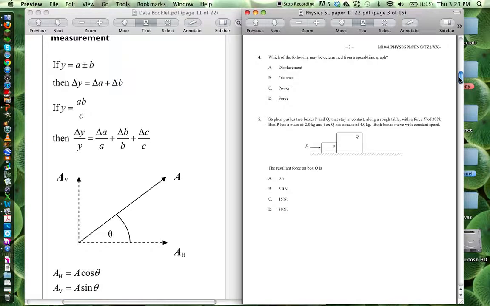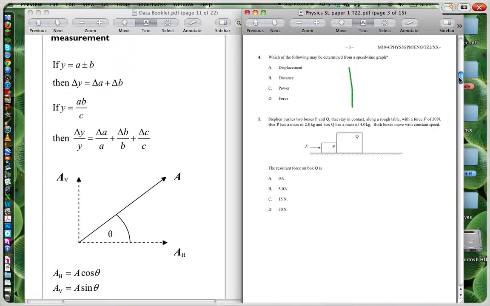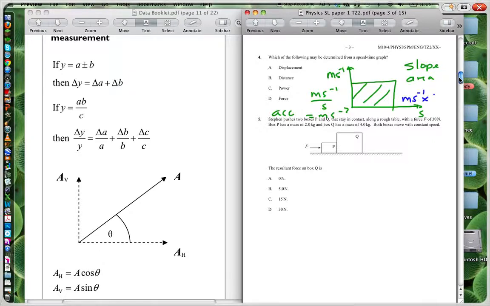Which of the following may be determined from a speed time graph? So we've got our meters per second here, and we've got our seconds. Now, you can either be looking here really at the slope or the area. If you find the slope, then you're going to have your meters per second divided by second, and that will give you a meters per second to the minus 2, which is an acceleration, but there's no acceleration there. If you're finding the area here, then you're going to be multiplying your meters per second times your second, which will give you a meter value, which is a distance value.